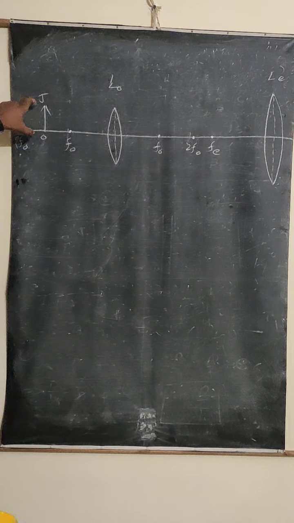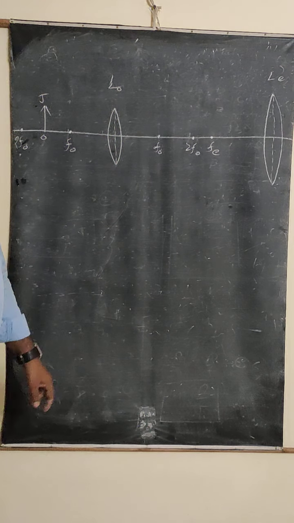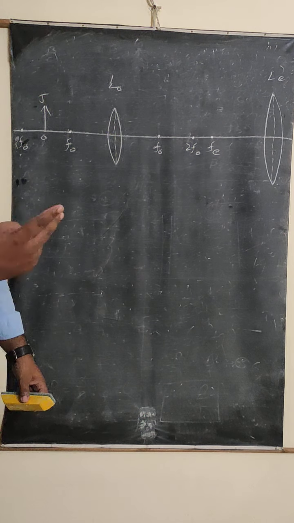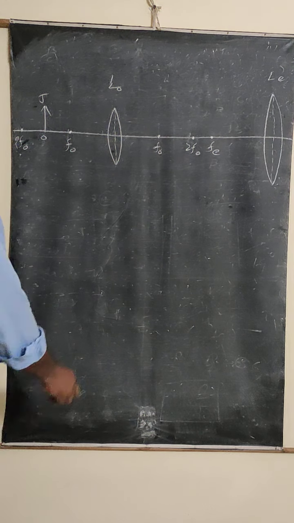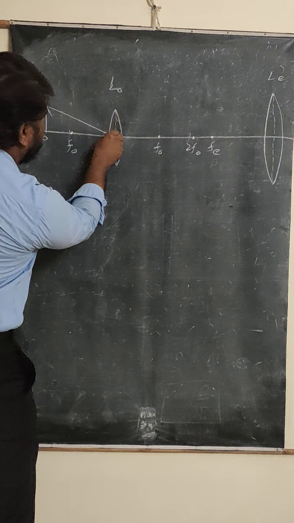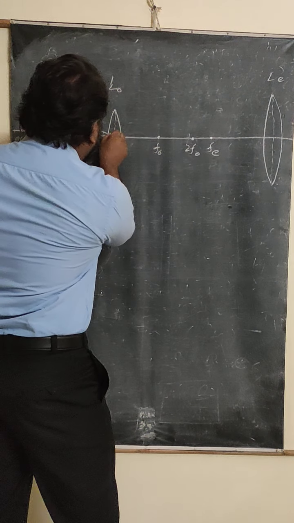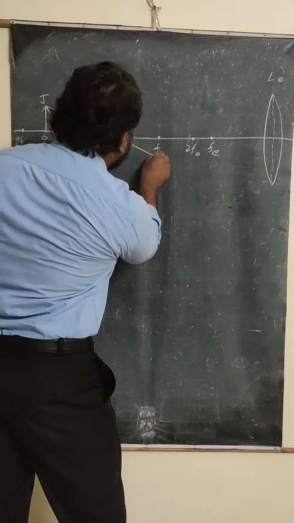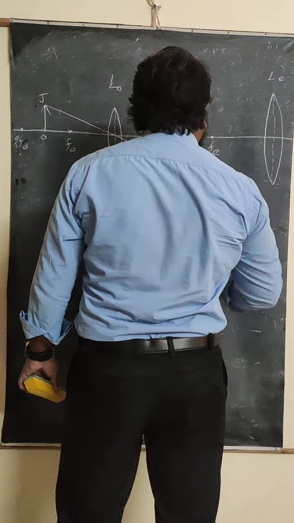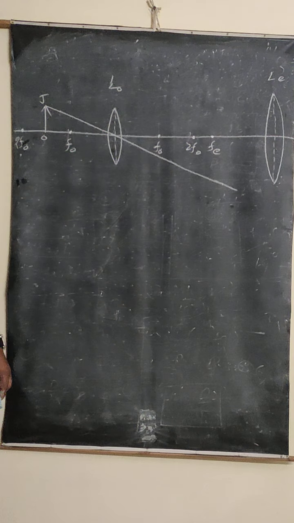Then the light coming from this object is going to be incident on the objective lens. For our convenience, we are going to take two rays only. Let us say one ray of light is passing through the optic center. The ray passing through the optic center does not refract and it travels like this, and here the image is going to be formed.